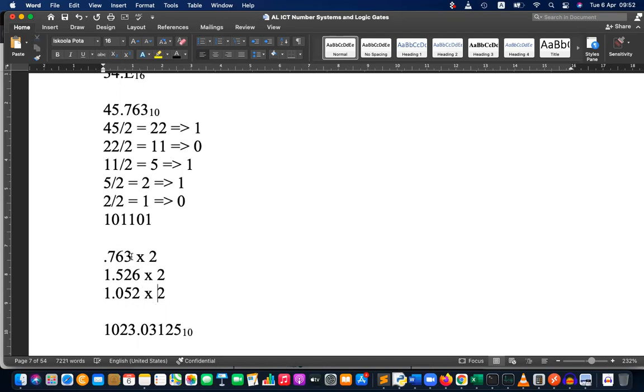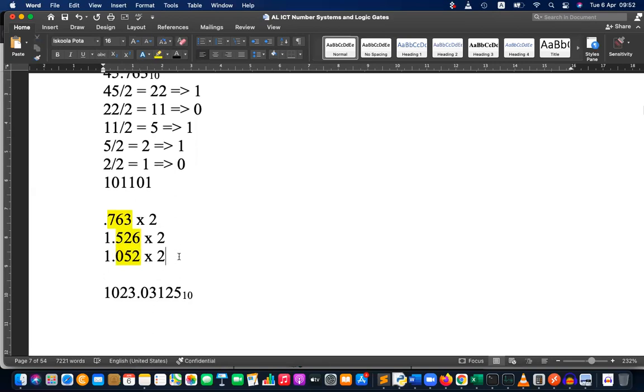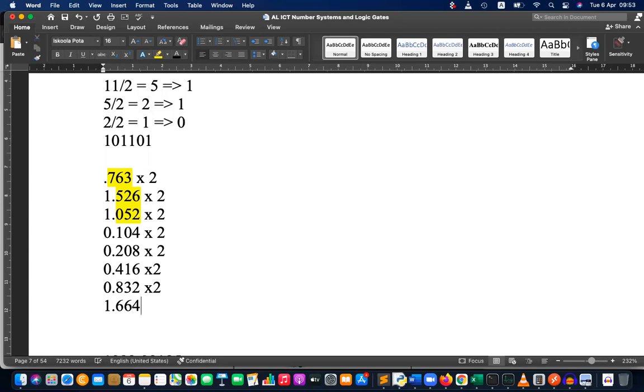So you have to consider the decimal point part only, right? I'm highlighting this part, then this part will be converted, and then this part. So only these areas, and then 0.52 will be 0.104. Into 2 will be 0.208. Into 2 will be, so that's why it's continuing, right? 0.4 into 2 is 0.832. Into 2 is 1.664, correct? Yeah.